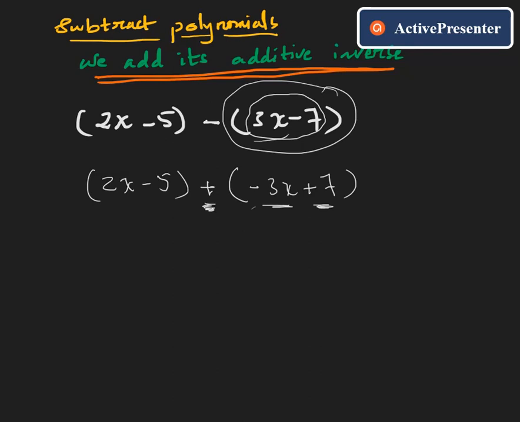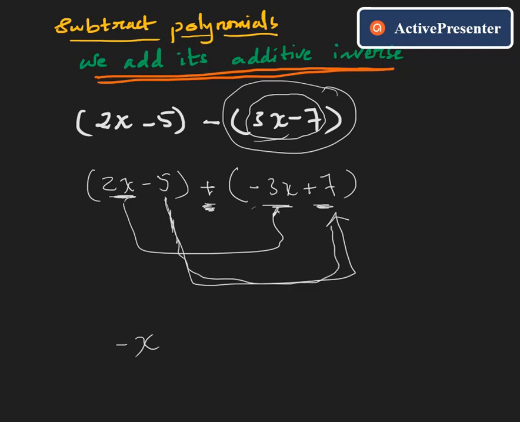When adding, again, we add like terms. We have 2x and here minus 3x, and we have here minus 5 and here 7. So 2x minus 3x is minus x, or minus 1x, but we don't write the 1. And minus 5 with plus 7 is plus 2. Now this is the answer for subtraction.